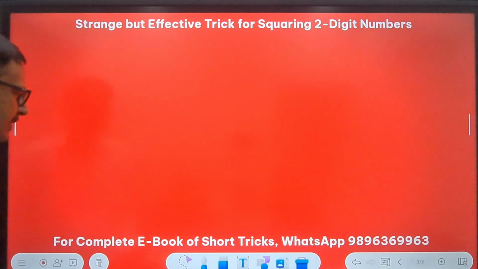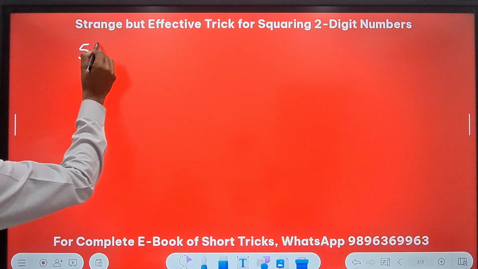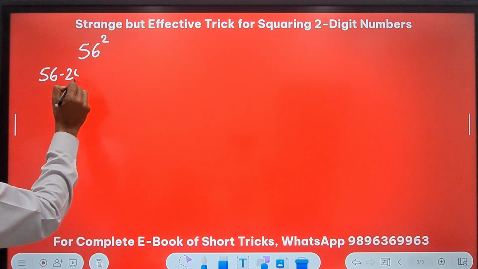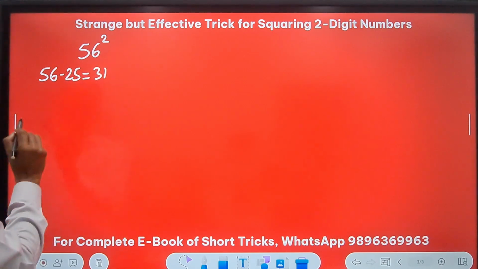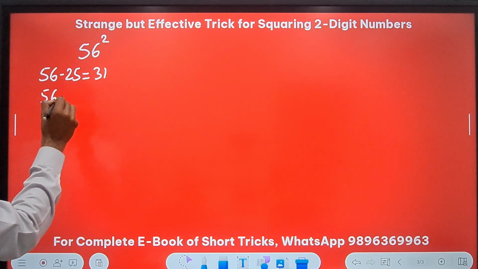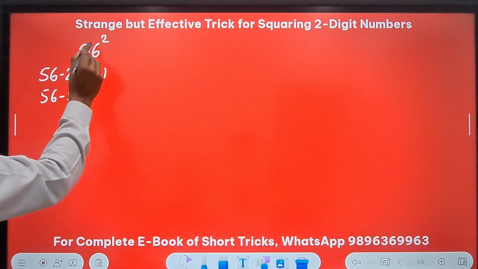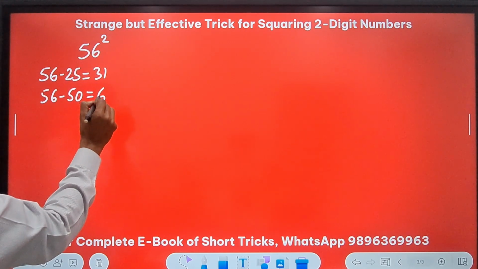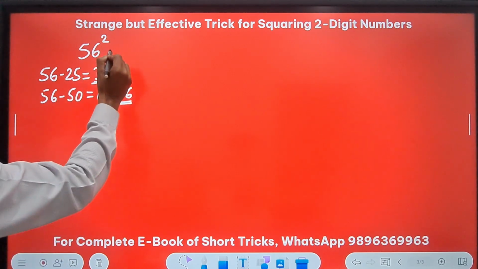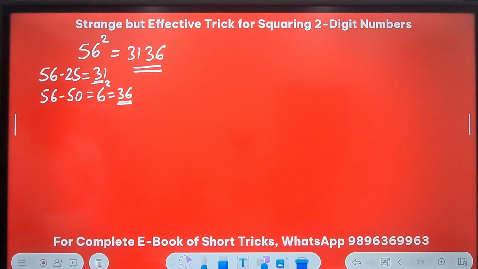Let me take some more examples where I take numbers above 50 now. Suppose I have a number like 56 square. The first step is 56 minus 25, and that gets me 31. The second step is, now this is more than 50, so I will do 56 minus 50 now. I don't want a negative number, so I'll subtract 50 from this number. This gives me 6, and 6 square is 36. Now see, 2 digits here and 2 digits here. The answer for the question is 3136. You can write it directly, no problems at all.